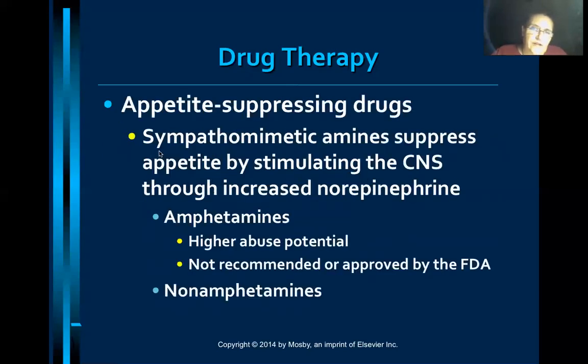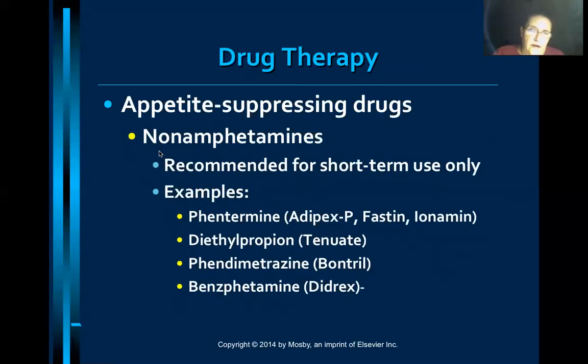Appetite suppressing drugs are sympathomimetic amines, which suppress appetite by stimulating the central nervous system through increased norepinephrine. These are amphetamines. They're high abuse potential. They're not recommended or approved by the FDA. And then we have non-amphetamines. These are recommended for short-term use only.